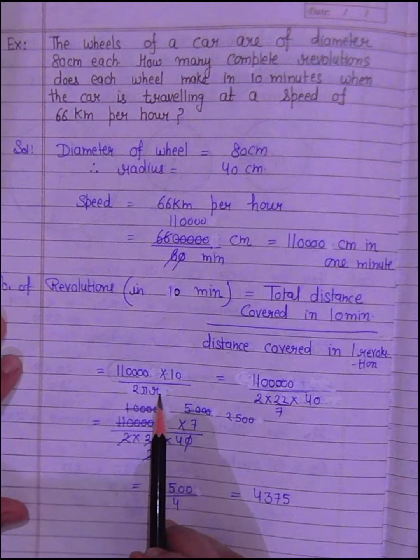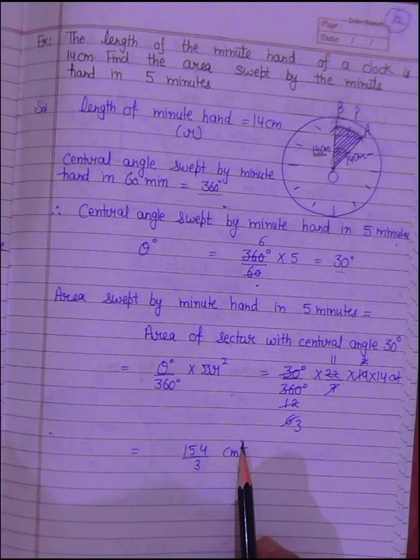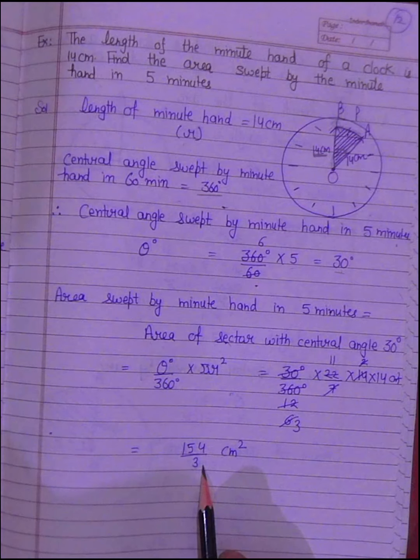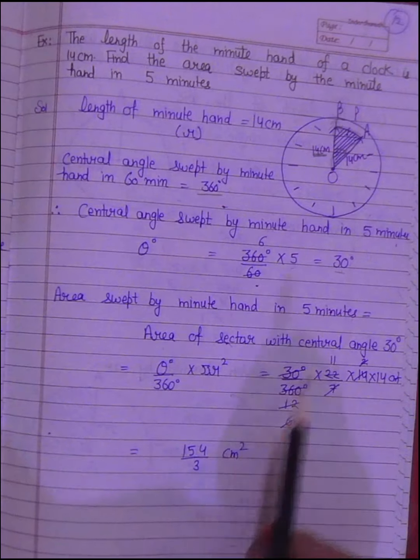So the area swept by the minute hand in 5 minutes will be equal to the area of the sector with the central angle 30 degree. And the formula for the area of the sector is theta degree by 360 degree into pi r square. After putting the values, we are getting 154 by 3 centimeter square. That is the area swept by the minute hand in 5 minutes.